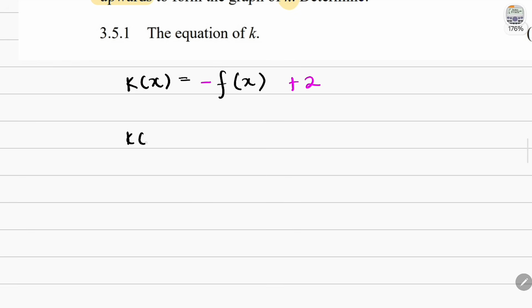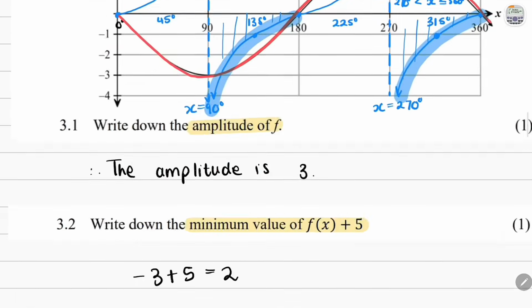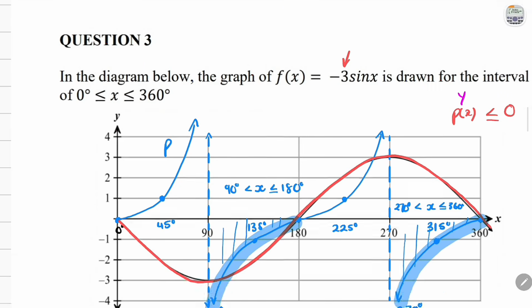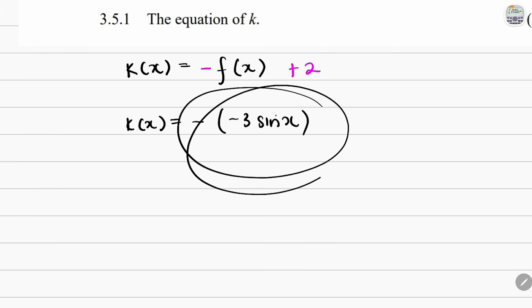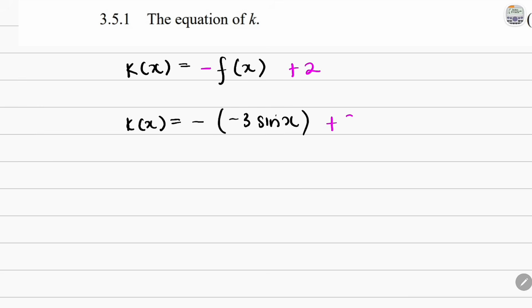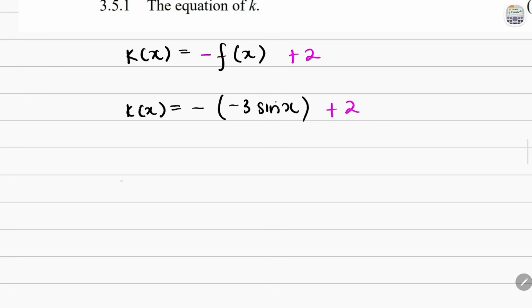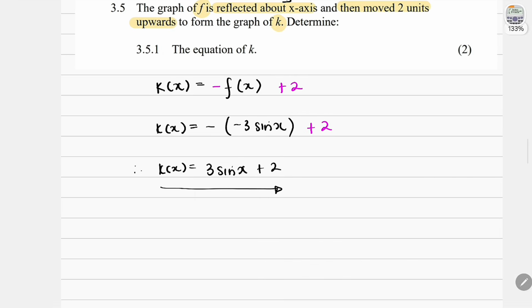So the equation of k of x is equal to, we'll say negative, and then what is f of x? Remember that f is the sine graph, -3 sine x. So it's negative times -3 sine x. And then all of this is now going to be the new y value you have. You're going to add a 2 to all of that, because it must first be reflected and then shifted 2 units up. So k of x is finally equal to +3 sine x plus 2. And that is the equation of k.